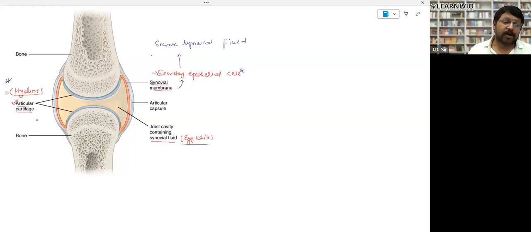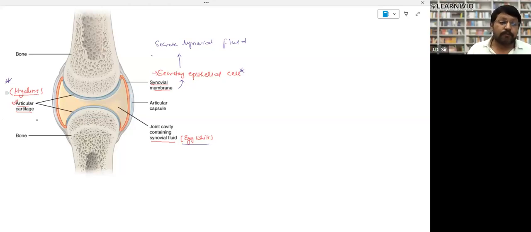It prevents the friction between two bones. Otherwise, the friction will start between the bones, and that will degrade or erode our bone. So erosion does not take place. That's why articular cartilage is found. And between this cartilage structure, the second thing which remains is fluid, that is called synovial fluid.